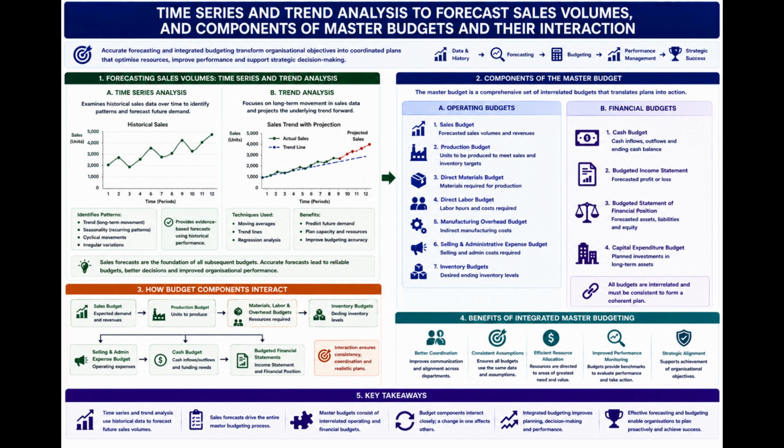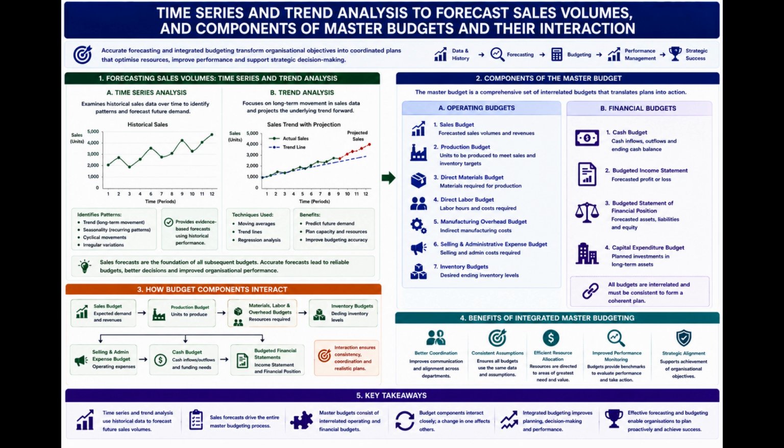The master budget consists of several operating and financial budgets that interact closely with one another. Key operating budgets include the sales budget, production budget, direct materials budget, direct labor budget, manufacturing overhead budget, selling and administrative expense budget, and inventory budgets. Financial budgets typically include the cash budget, budgeted income statement, budgeted statement of financial position, and capital expenditure budget. Each component supports a specific aspect of organizational planning, but none operates independently. Changes in one budget often require corresponding adjustments throughout the entire budgeting system to maintain consistency and accuracy.